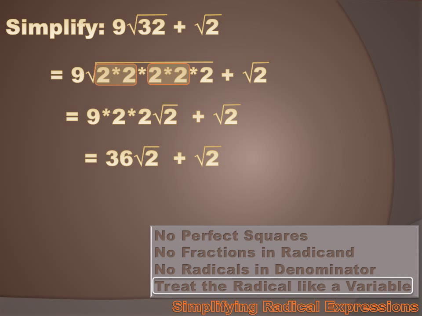But now I can treat my radical like it was a variable, and I've got 36 of these square root of 2s, and I want to add one more square root of 2. So my answer will be 37 times the square root of 2.